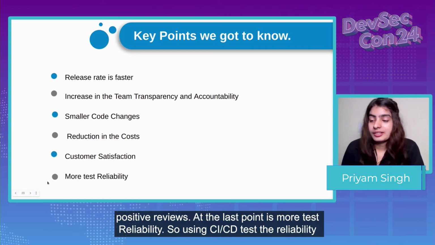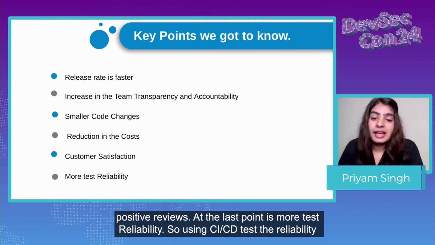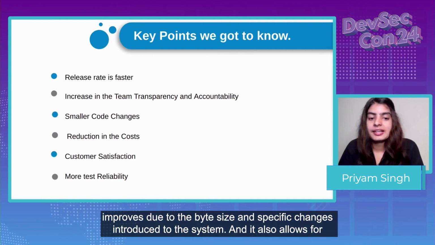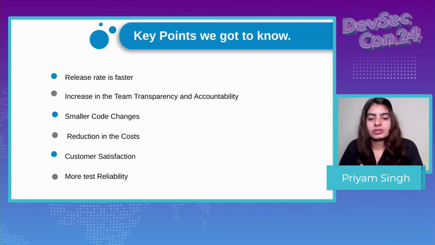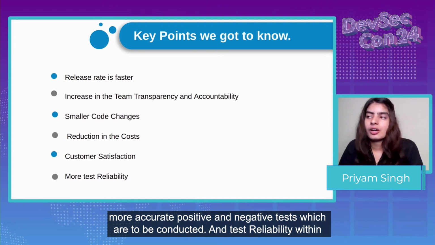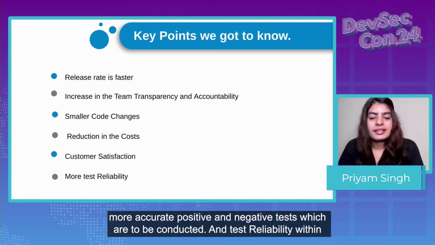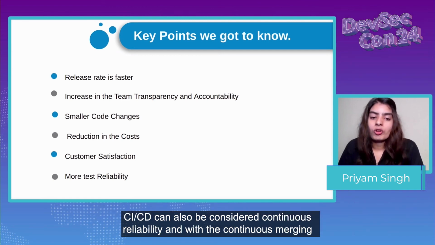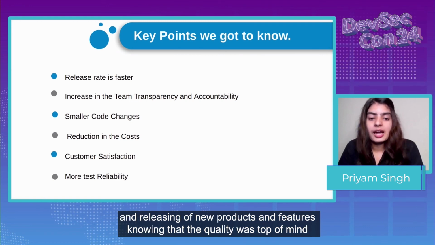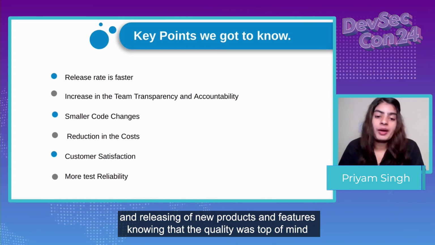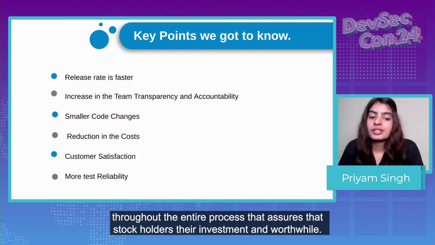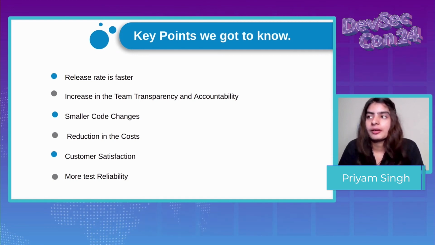The last point is more test reliability. Using CI/CD, test reliability improves due to the bite-size and specific changes introduced to the system. It also allows for more accurate positive and negative tests to be conducted. Test reliability within CI/CD can also be considered continuous reliability, and with the continuous merging and releasing of new products and features, knowing that quality was top of mind throughout the entire process assures stakeholders that their investment is worthwhile.